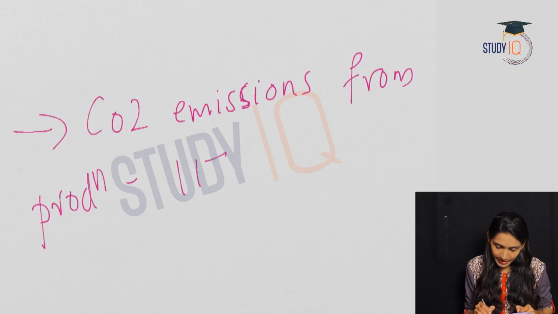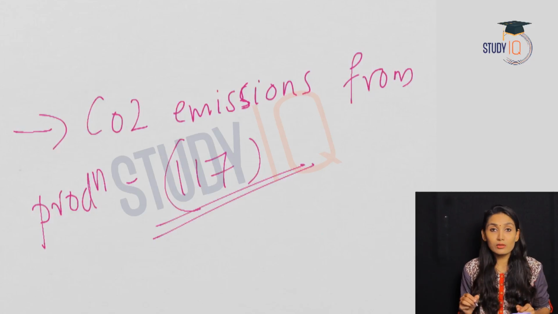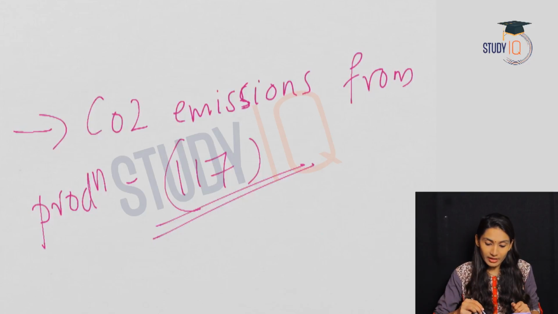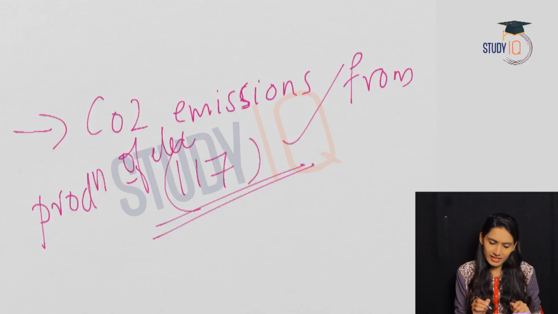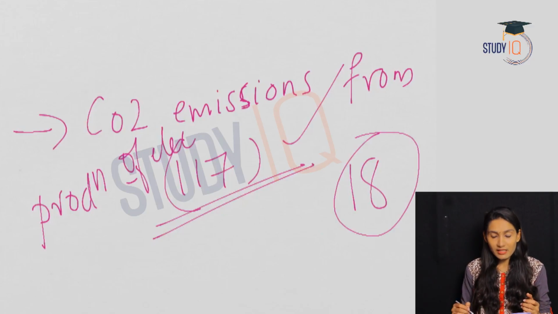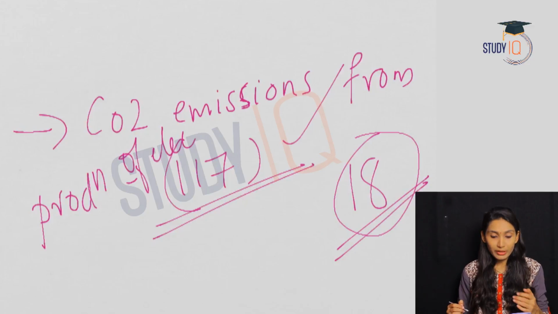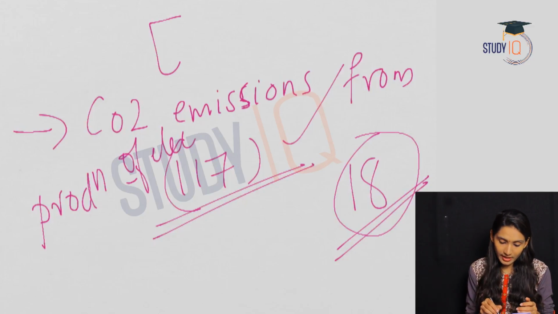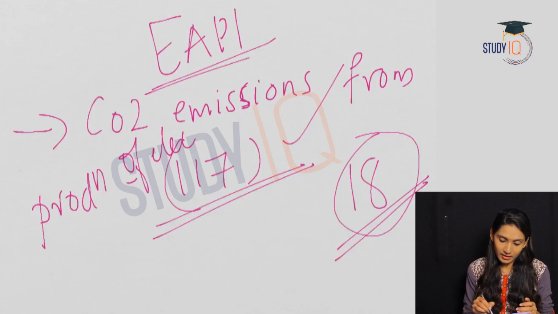Another indicator is the CO2 emission, or carbon dioxide emissions from electricity production. So the rank of India is again 117, which is also a lower rank. So we perform poorly on the basis of carbon dioxide emissions from the production of electricity also. So these are some important indicators which are among the 18 indicators of the World Economic Forum in order to arrive at the Energy Architecture Performance Index.